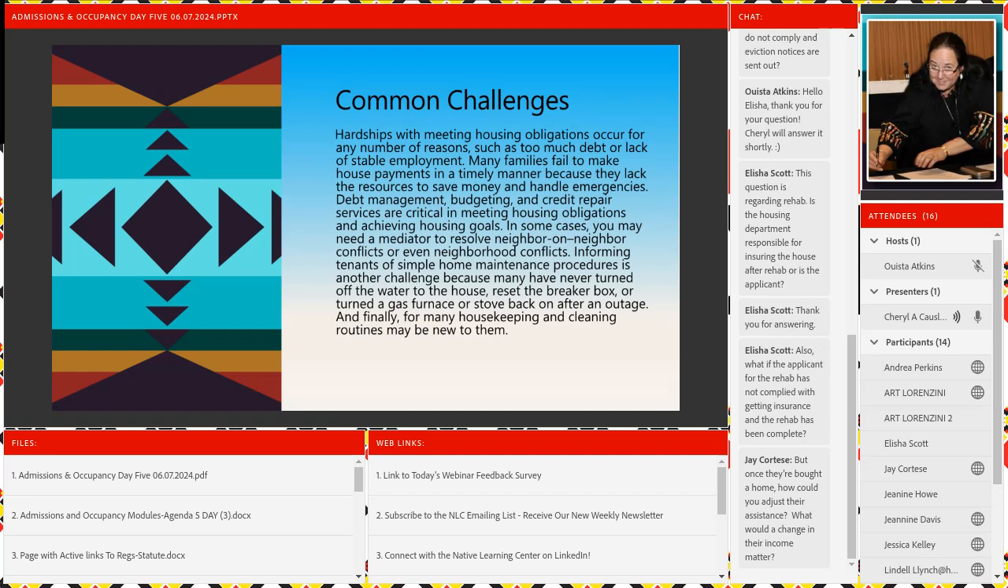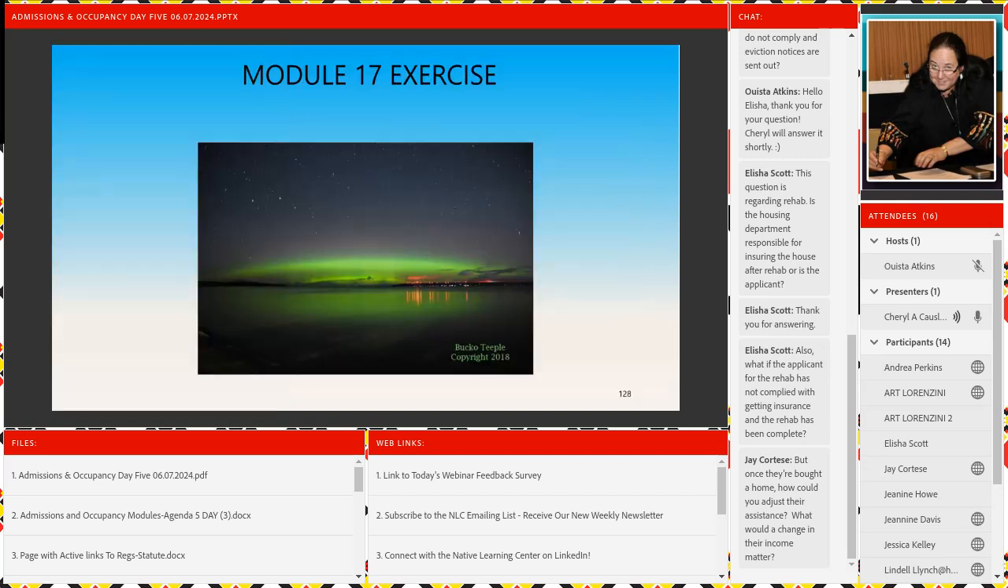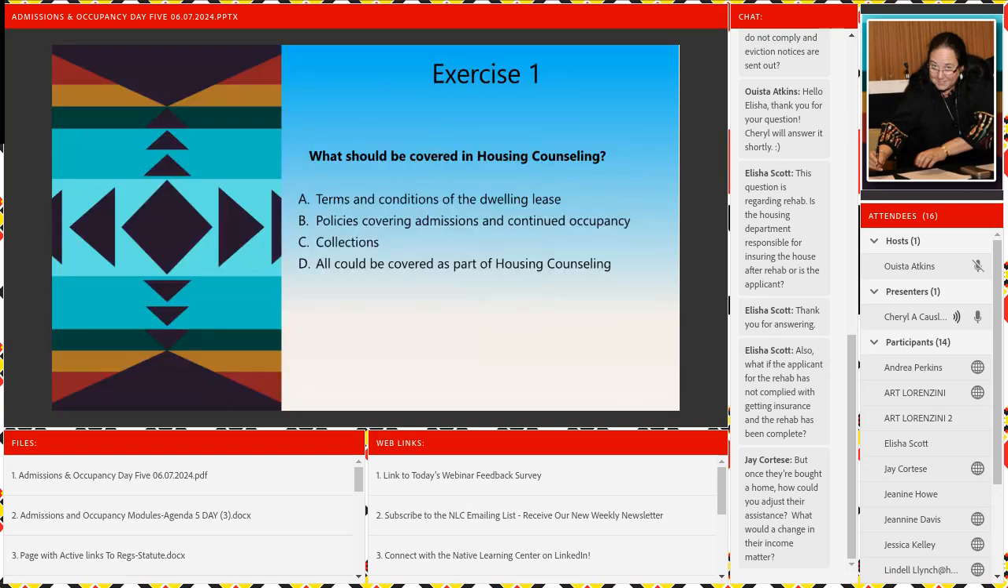Finally, that housekeeping and cleaning routines are new to some of them. So in those baskets, put in a plunger. If you don't give them a basket, put a brand new plunger with a bow around it to your new tenant. It'll save a whole bunch of maintenance calls, especially for apartments, because they don't own plungers if it's their first place.